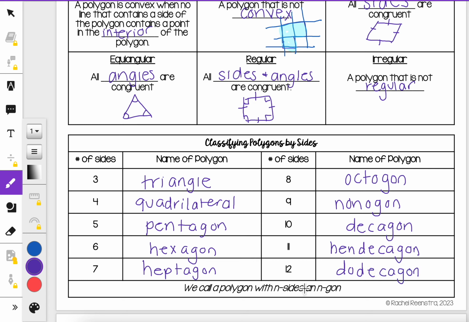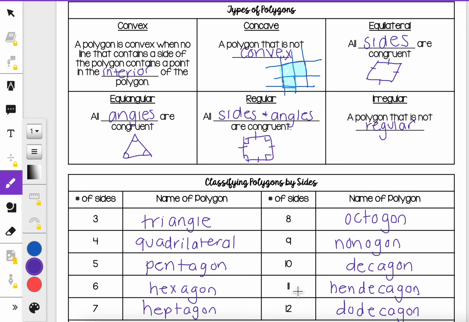Now, after 12 sides, what we typically do is we stop using the formal name and we would say it's a 13-gon or a 14-gon or a 15-gon, or if it had 32 sides, we would say it's a 32-gon, just because it's hard to remember all of the names. So typically we only do names up until 12, and then that's when we start saying a 13-gon, a 14-gon, a 15-gon, and so on.